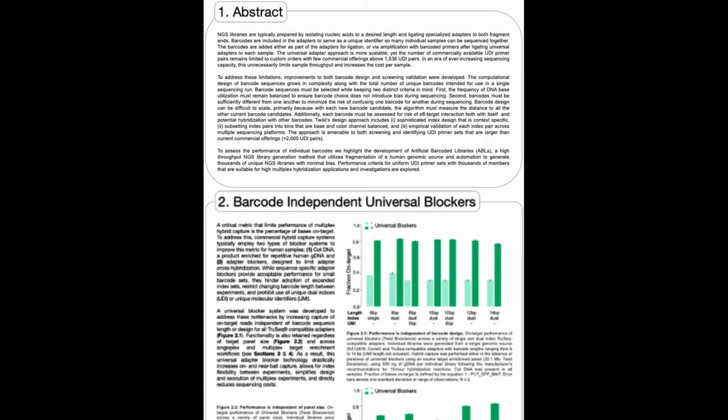Now, as I mentioned, the focus of today's talk will be around the efforts that we have put forth thus far to increase the total number of available barcodes. Our efforts here include sophisticated index design that is context specific, making sure we're subsetting those index pairs into bins that are both base and color channel balanced, so performance is equivalent across multiple types of sequencing chemistries, and also going through the exercise of empirical validation of each index pair across multiple sequencing platforms and in different contexts.